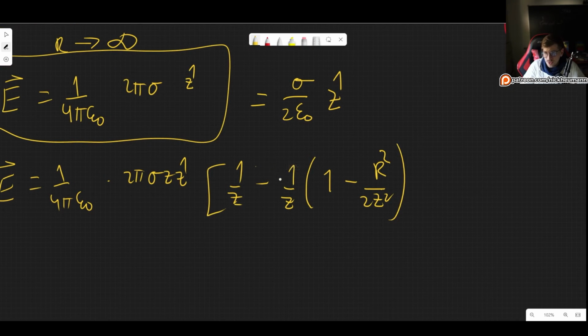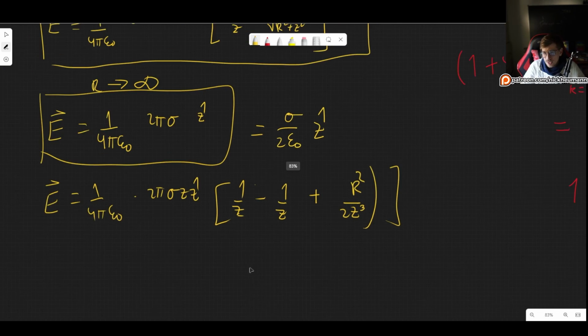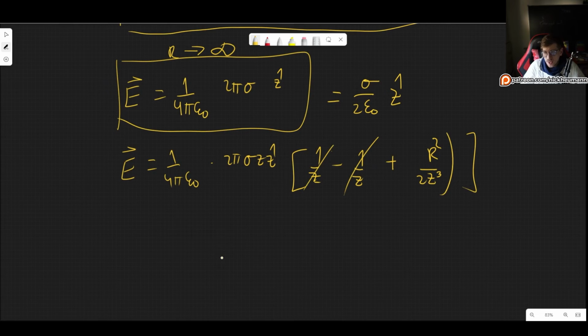Okay, so multiplying through, we get minus 1 over z times 1, which gives us minus 1 over z. And then here we get plus r squared divided by 2 z cubed. All right, so of course this part cancels out, which is why it's important that we go to second order. If you had only done this to first order, then you would have gotten that this is 0. Okay, so that's why we had to go to second order. Now, of course, this amount is not going to be very big, which is why you had to go to second order. Okay, and then we have 1 over 4 pi epsilon 0 times 2 pi sigma.